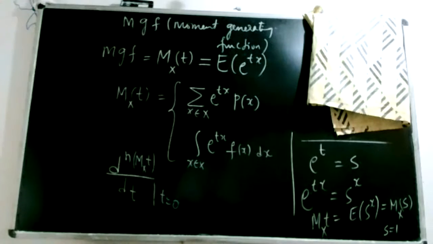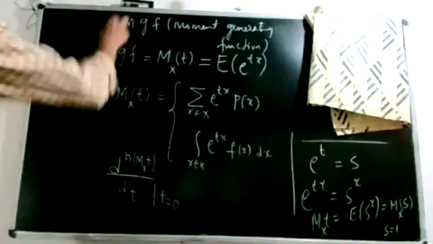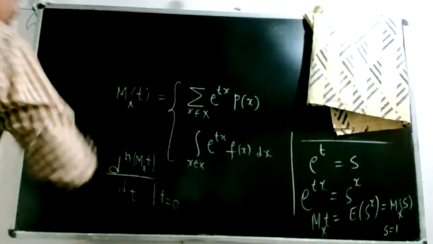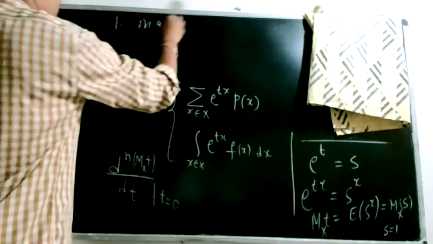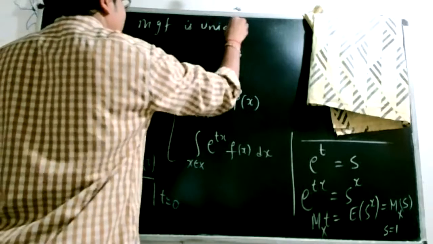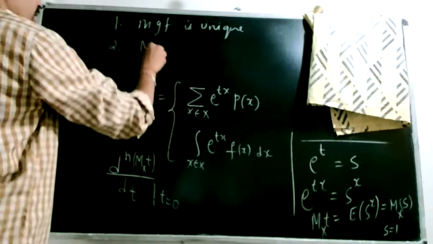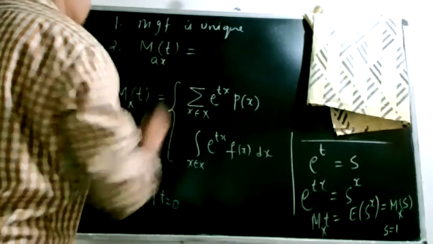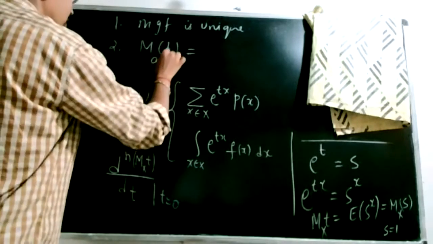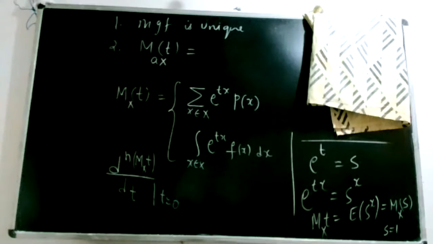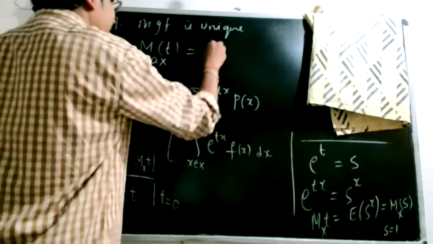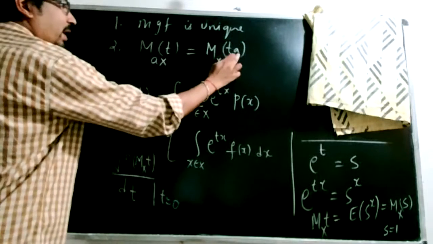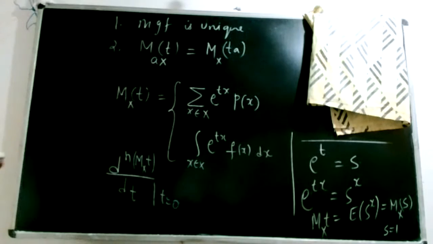So we'll be looking into the properties of MGF. We look into three properties. The first property is that MGF is unique for a distribution. The next is the linear form, where b is absent. So M of ax at t is given by Mx at ta. If you know the MGF, just replace t by ta. That will give you the MGF of ax.